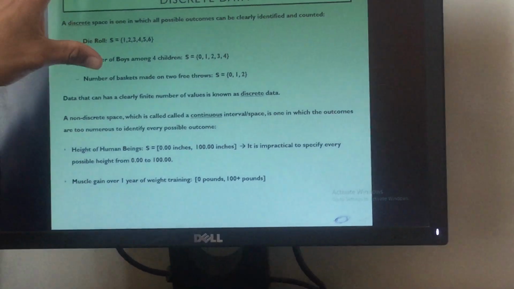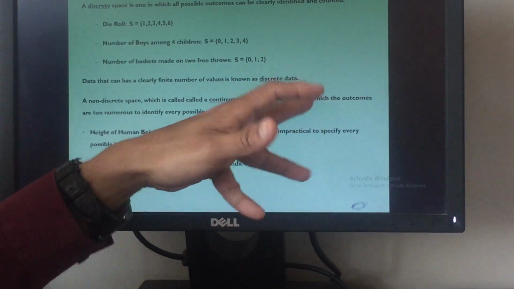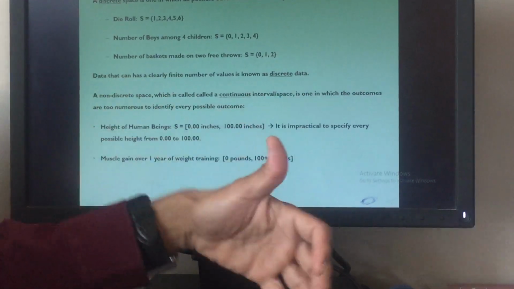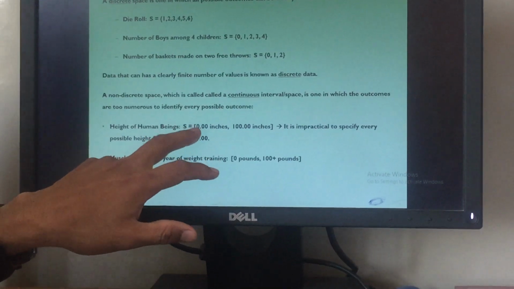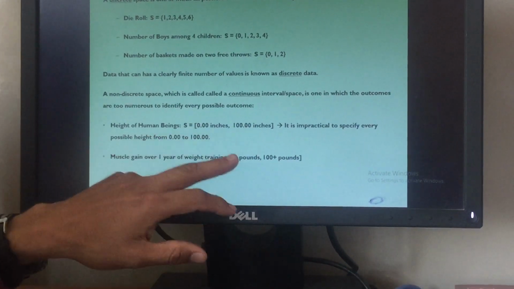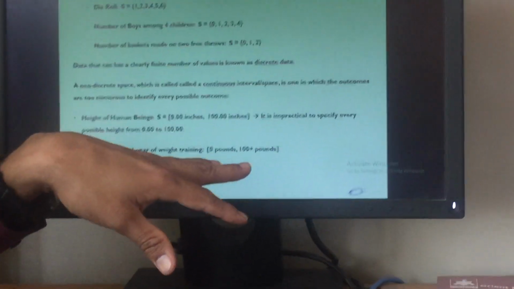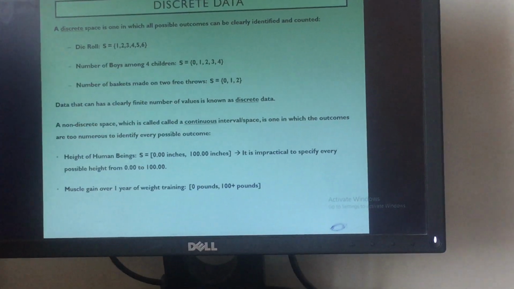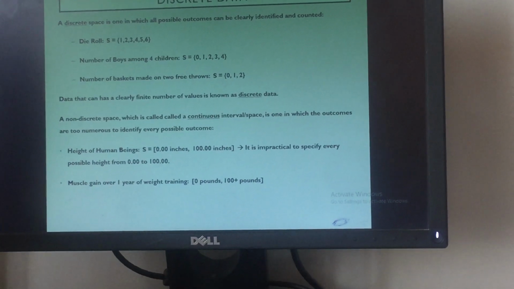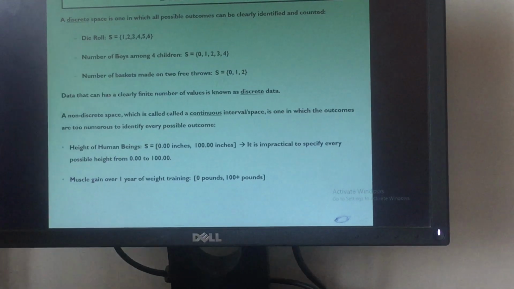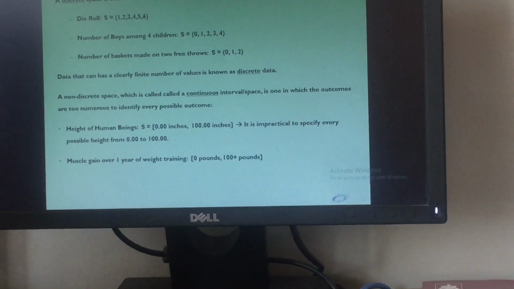Non-discrete data is called a continuous interval space, one in which the outcomes are too numerous to identify every possible outcome. Like the height of human beings, from 0 inches to 100 inches, it is impractical to specify every possible height. Similarly, between 0 and 1, although 0 and 1 are finite numbers, there are also continuous intervals: 0.1, 0.2, 0.3, and 0.001, 0.002, and so on.